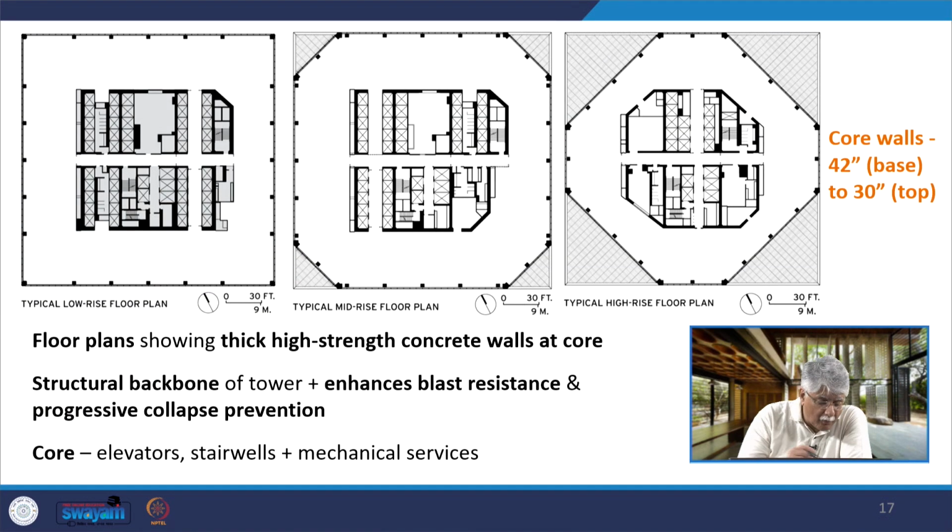Now, the floor plans show that there are high strength concrete walls that are provided at the core. And how thick are the core walls? They are 42 inches at the base and 30 inches at the top. This is the structural backbone of the tower, and this enhances the blast resistance and progressive collapse prevention in case of anything happening to the building. The core contains the elevators, the stairwell and the mechanical services.